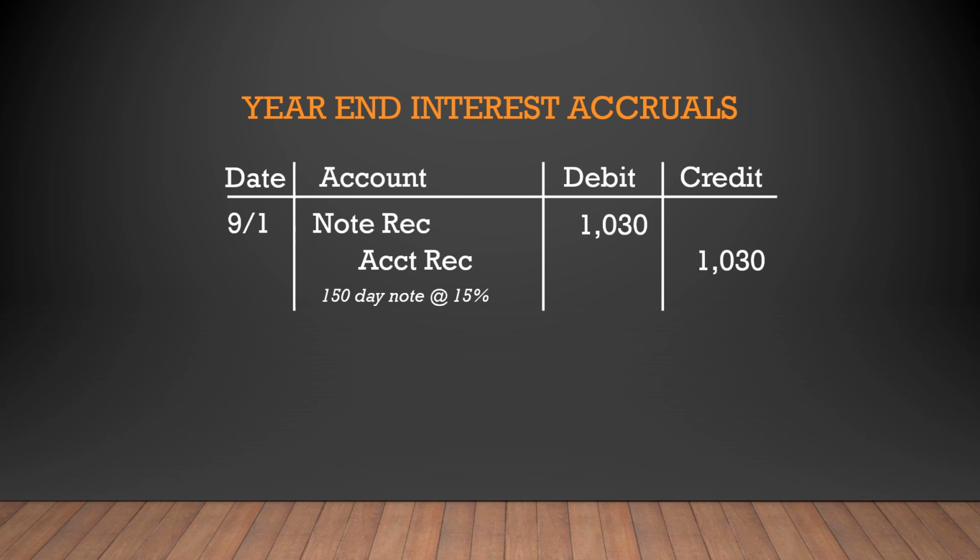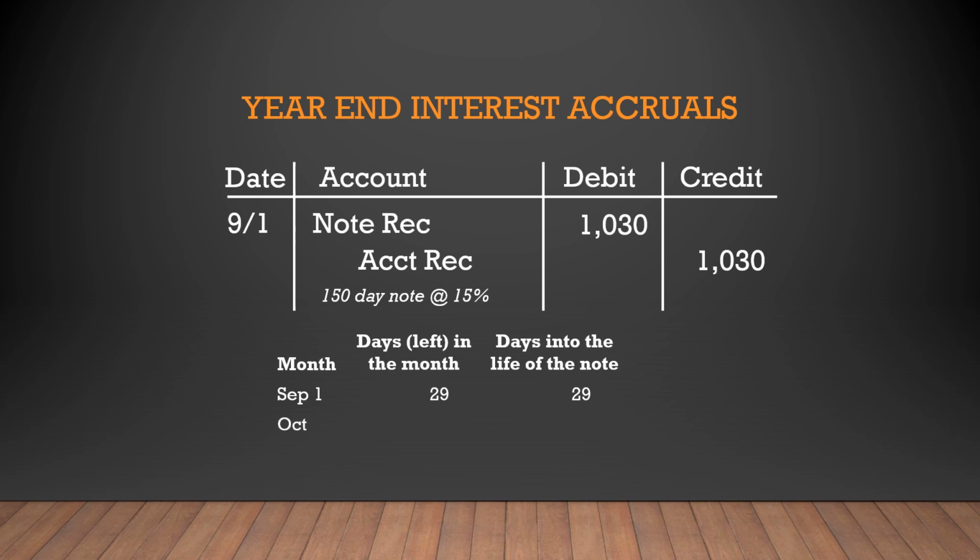Did you get it? The note was signed on September 1st. There are 29 days left in September, so September will put us 29 days into the life of the note. Next comes October, in which there are 31 days, putting us 60 days into the life of the note. Next, November with its 30 days, taking us to 90 days. After November comes December with its 31 days. Now we're at 121 days.